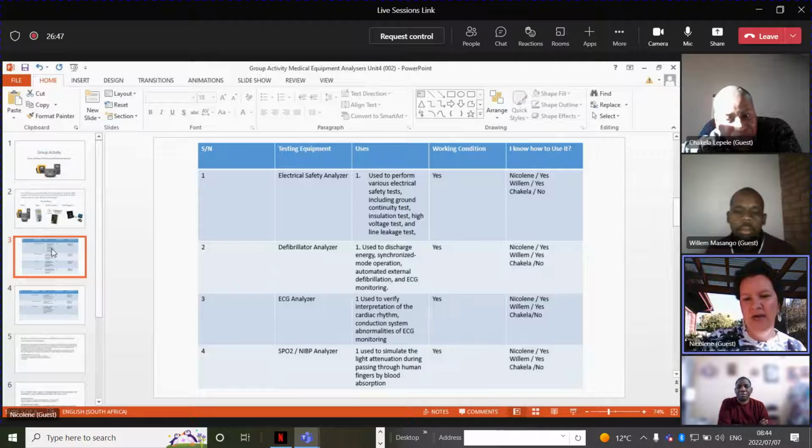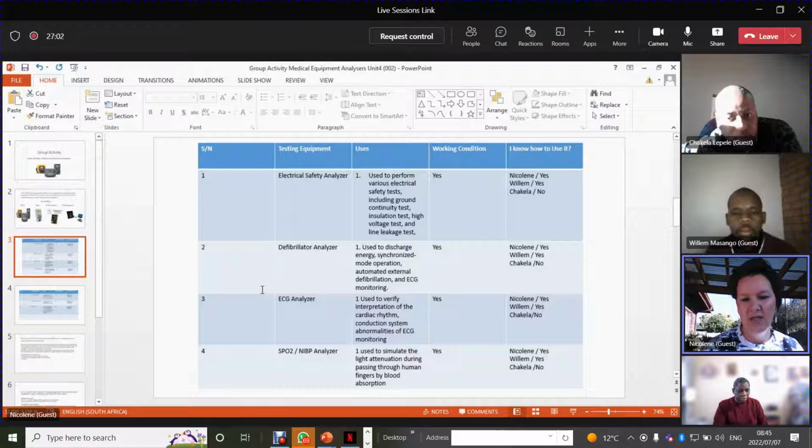Yeah. Okay, and then on the other side, let me just go up a bit here. The SpO2 and NIBP analyzer is used to simulate light attenuation during passing through human fingers by blood perfusion. Nicolene has one, Willem has one, and Chakela not.